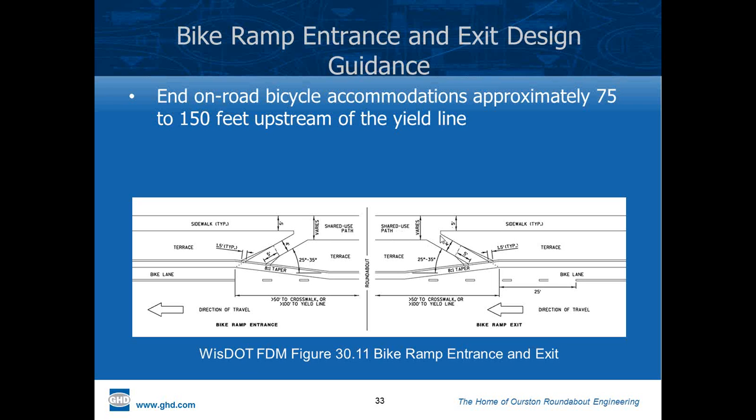So that's the approach, and then the departure from the roundabout, sort of a redirect into the bike lane with the markings so the cyclist coming through the roundabout can divert to the bike lane. And these are common dimensions. This one was developed by Wisconsin DOT, and it's kind of a hybrid of a design by Caltrans.